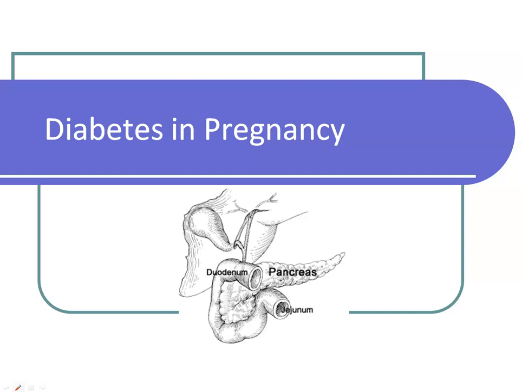Obese women are 8.5 times more likely to develop diabetes in pregnancy than women of a normal BMI. And 20% of individuals over the age of 20 in the U.S. have undiagnosed diabetes, so it's a problem.